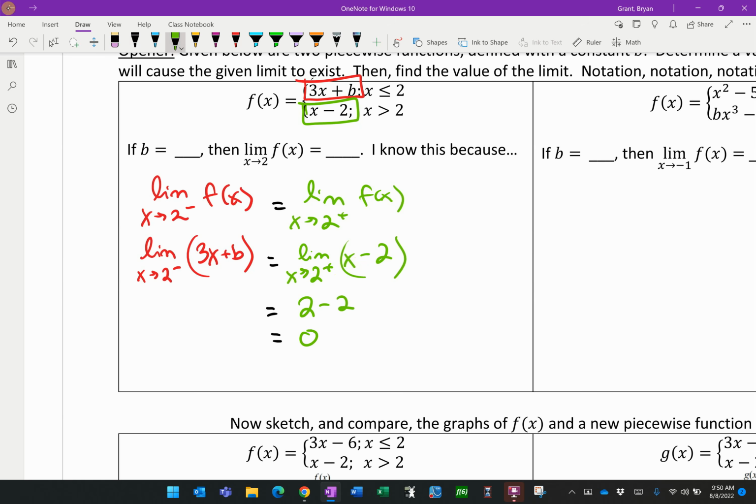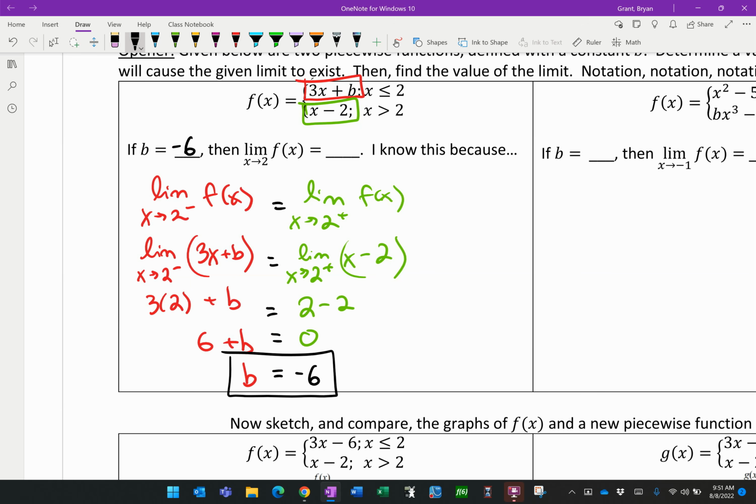On the left side, similar idea, but this is as x approaches 2, so we need to replace the x with 2 and keep the plus b. So this becomes 6 plus b. At this point in time, we can go ahead and isolate b, because now we just have a basic algebraic equation where we're interested in the value of b, and of course to do that we just subtract 6 from each side, and that will give us that b equals -6.